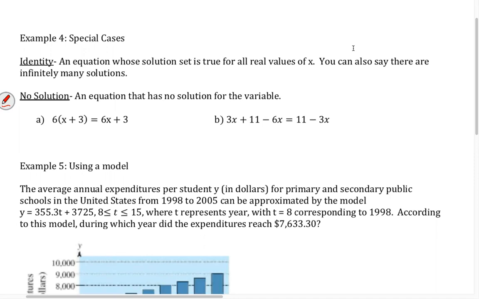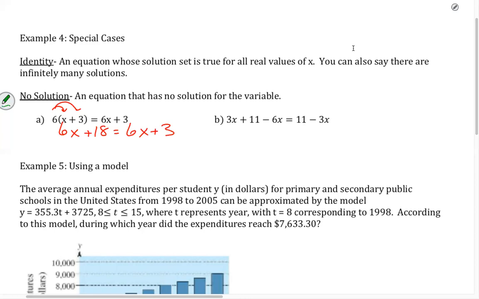So with A here, the first step I'm going to do is distribute that 6 into the parentheses. And I have 6x plus 18 equals 6x plus 3. All right, now at this point, some of you can see that they're not balanced, okay? Some of you are that good and you can see it. But let me prove to you that the left is not equal to the right.